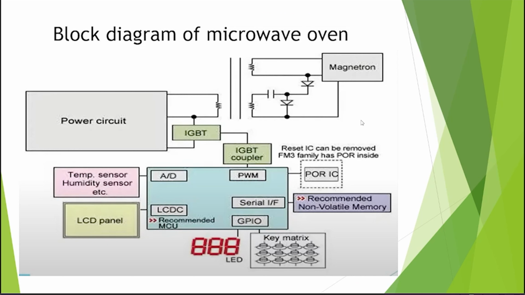Then we talk about the block diagram of the microwave oven. Here there are power circuits, and there is an IGBT, which is nothing but an insulated gate bipolar transistor. Then we have a temperature sensor and a humidity sensor. In PICSimLab there are two LCD panels, but we are using the 16:4 matrix LCD panel. So there are some key matrices. We will discuss all those things one by one.